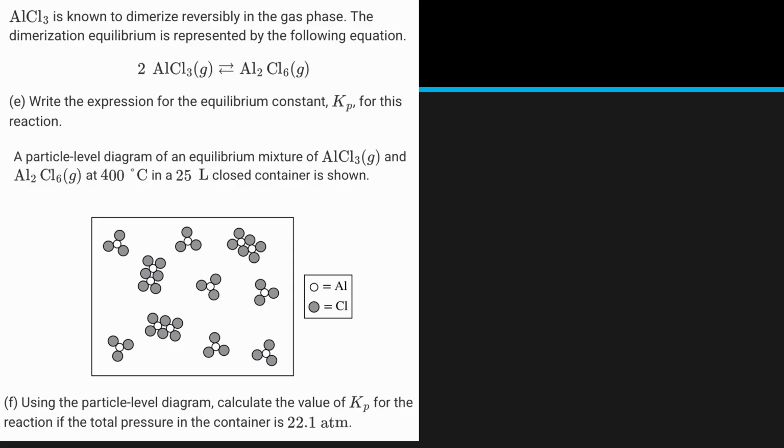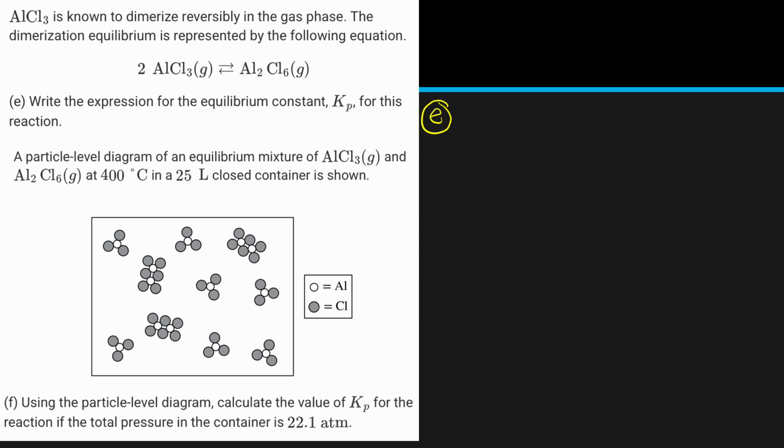All right, AlCl3 is shown to dimerize reversibly in the gas phase. The equilibrium is represented below. E says write the expression for the equilibrium constant Kp for this reaction. So these are both gases, so they are both included in the equilibrium expression. Remember, when it's asking for expression, all you do is write the setup. You're not actually plugging any values in.